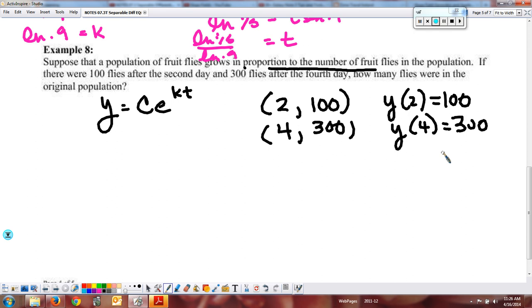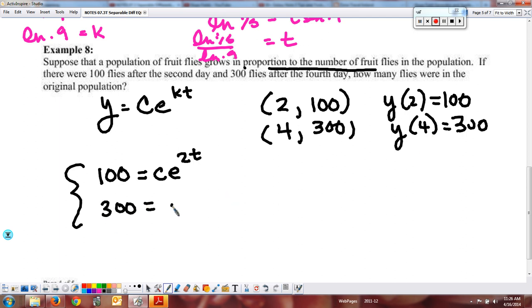All right, so the thing that we don't have, which we might cry a little bit about, is we don't have our initial condition. We don't have it at time 0. However, we can still do this problem. We basically need to find two constants, C and k, and I have two pieces of information. So all you have to do is create a system. Plug in your 100 equals Ce to the 2k, and then plug in your 300. So 300 equals Ce to the 4k.